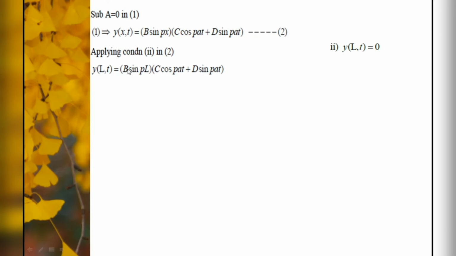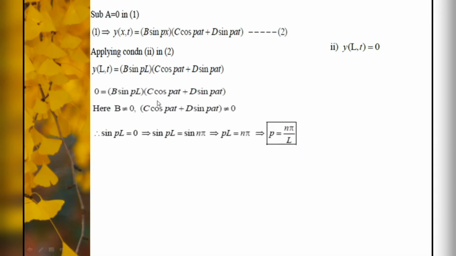And here, any of these two should be equal to 0. See, if I assume b as 0, then this will become 0. Therefore, what is the possibility? Our sin PL should be equal to 0. This is what I have discussed. So b cannot be 0. The c cos PAT plus d sin PAT cannot be 0. So the only option is sin PL should be 0. Sin PL equal to sin n pi and PL equal to n pi. That implies P equal to n pi by L.